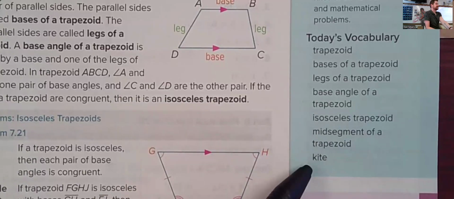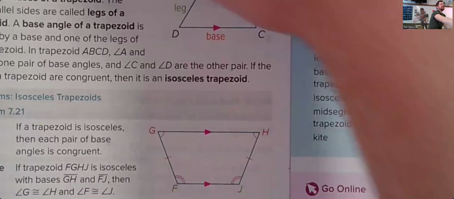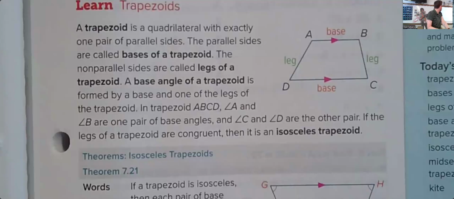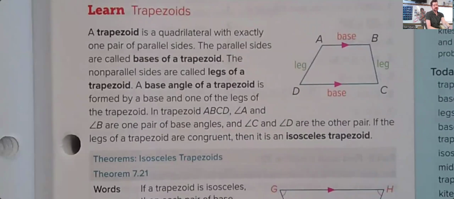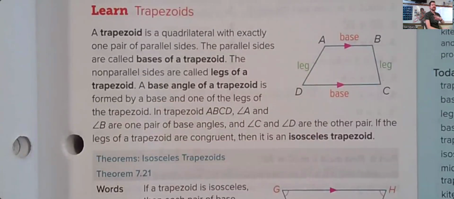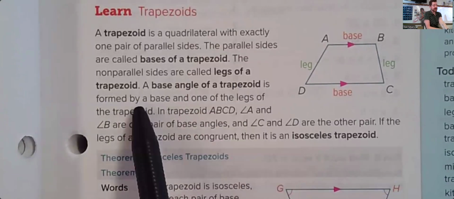So, quick recap. A trapezoid is a quadrilateral with exactly one pair of parallel sides. The parallel sides are called the bases. So here's our diagram. The ones that are parallel are the bases. We've got base 1 and base 2. It does not matter which one is base 1 or base 2. They are the bases. The other two sides are called the legs. So the sides that are not parallel are called the legs.